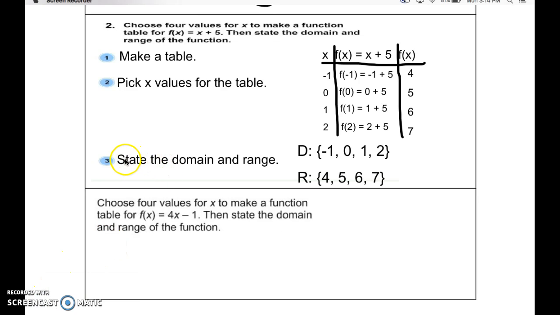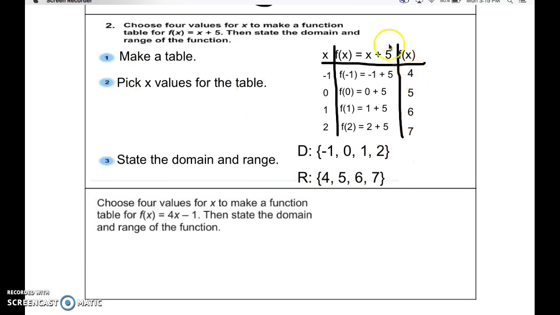So here you go, step 3, state the domain and range. The domain is -1, 0, 1, 2. The range is 4, 5, 6, 7. Domain is the x values. Range in this case is the output values or the y values, f of x values. So we're done with that one.